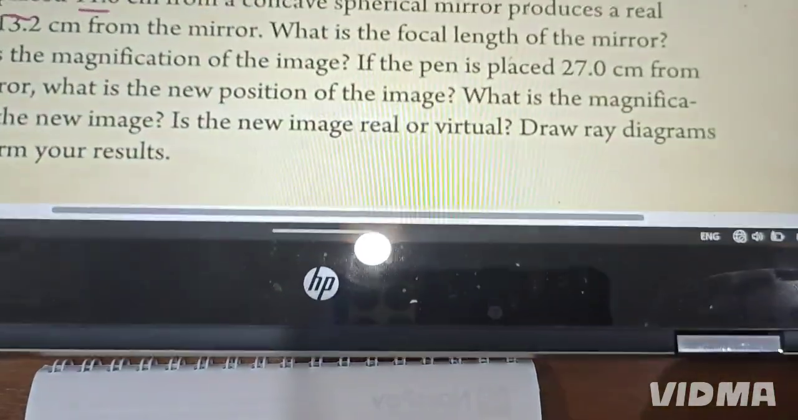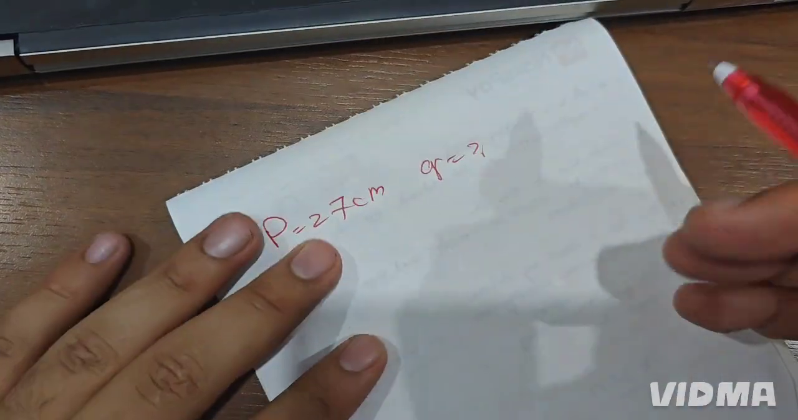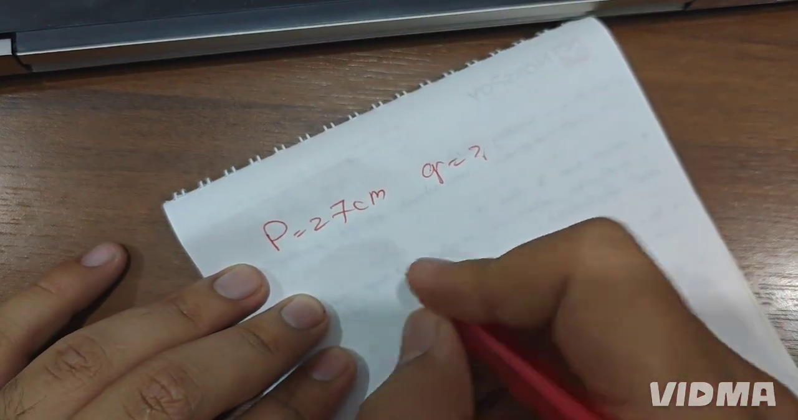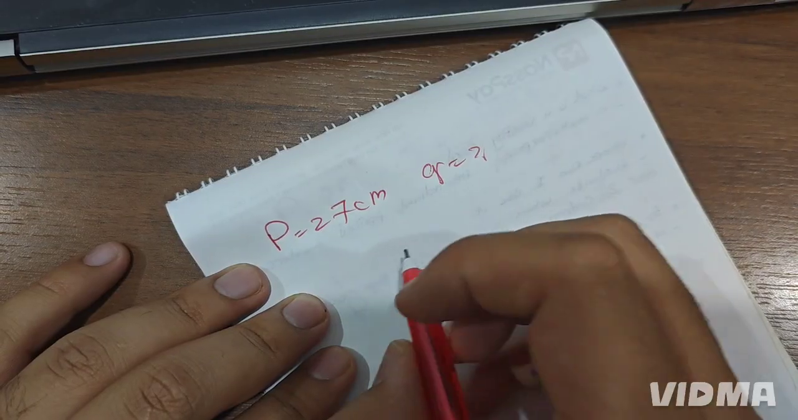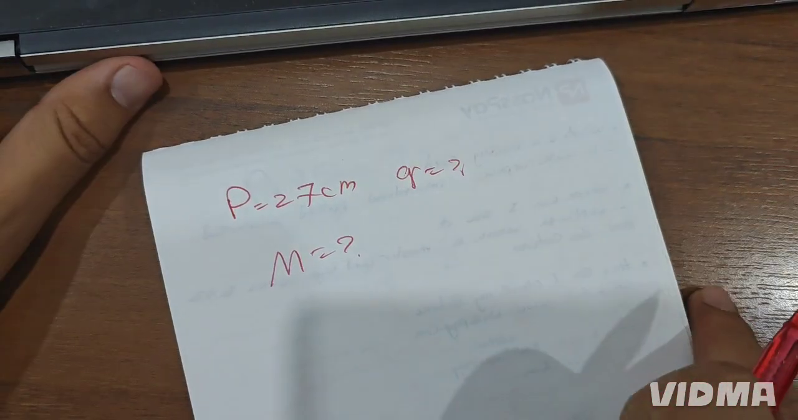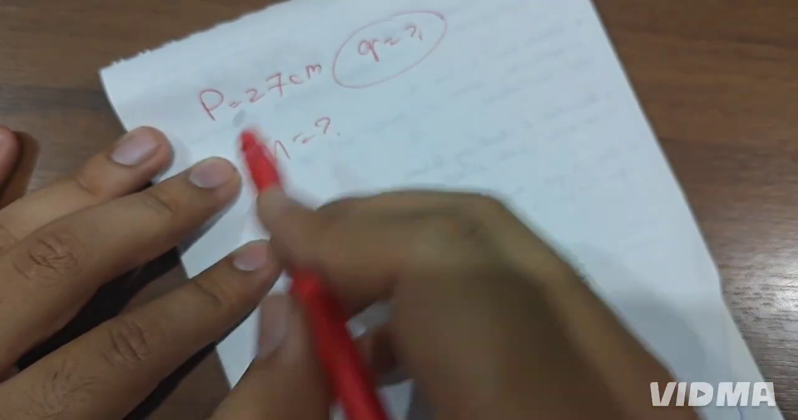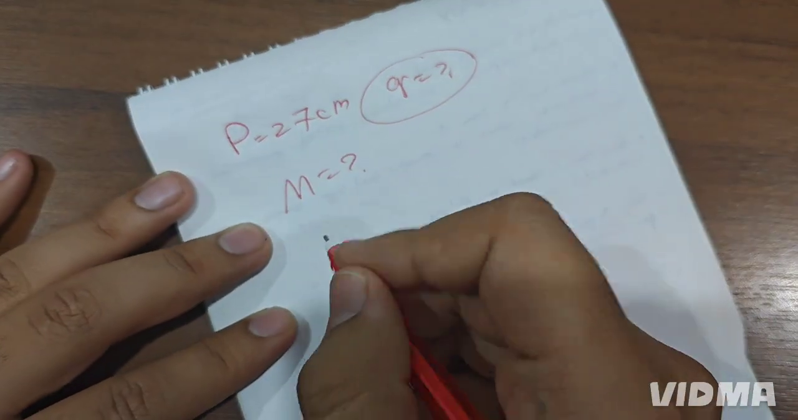Easy, I think, this lesson really. And what is the magnification? Again, what is the magnification of the new image? Is it virtual or real? We have to find the Q, the image position, the image distance.